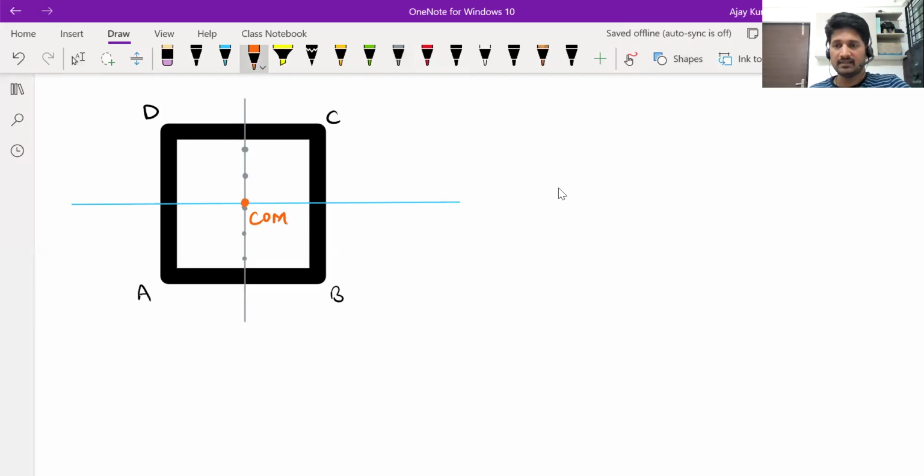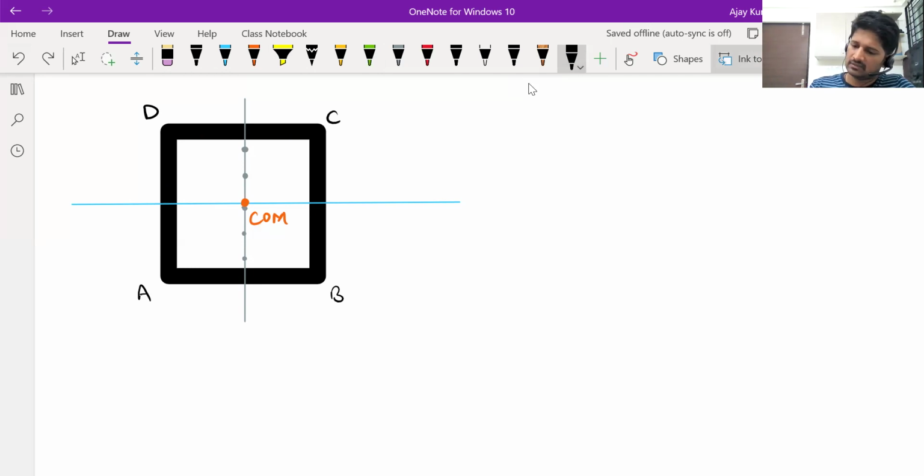It's not necessary that the center of mass actually has mass. Center of mass is just a point within a system. Mass need not actually be present there. See, this is a square frame. Mass is present only on this boundary. Inside it is empty, but the center of mass is inside. So we made use of symmetry here.